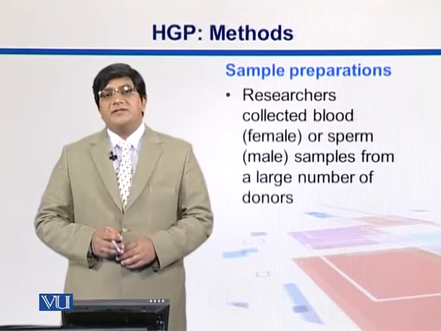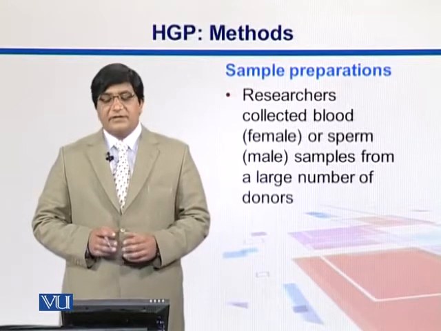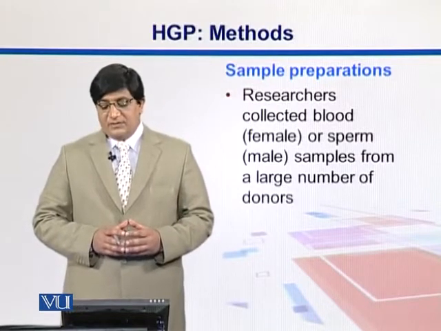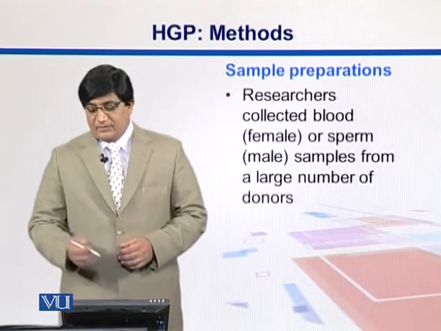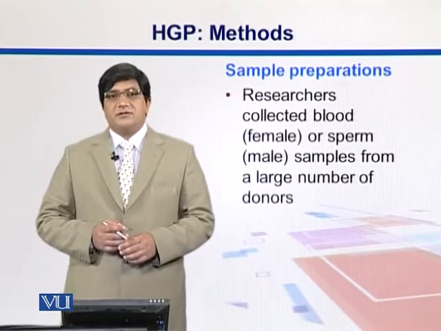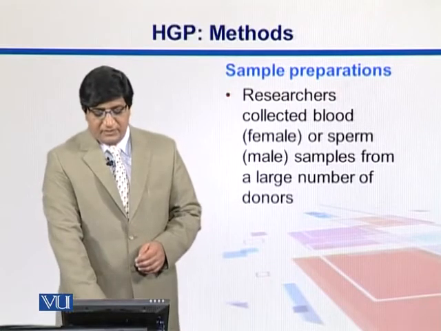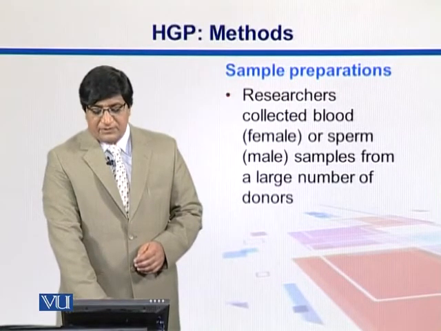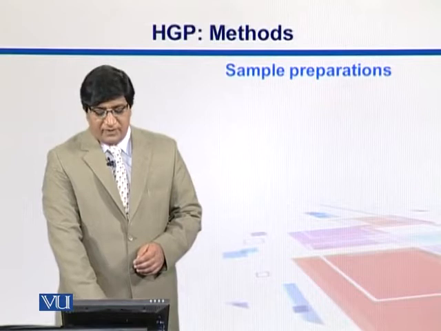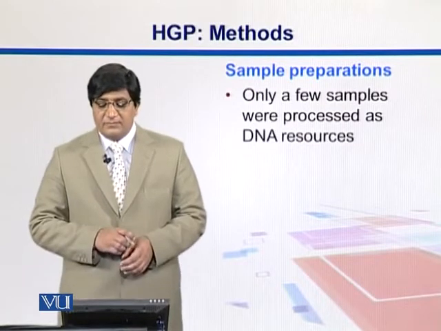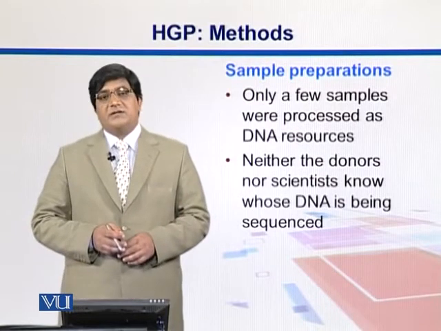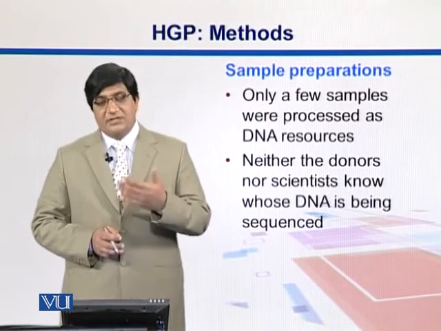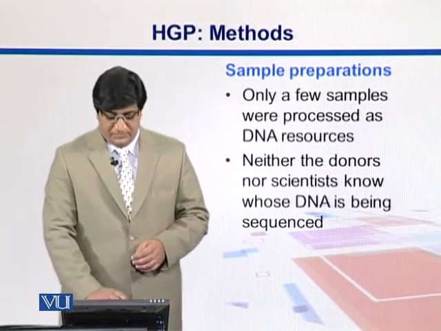How did they prepare the samples? So researchers collected blood from females or sperm from males, and they actually collected from a large number of donors. So they have actually respected their full privacy. Only a few samples were processed, and neither the donors nor the scientists knew whose DNA was being processed, in order to keep the privacy.